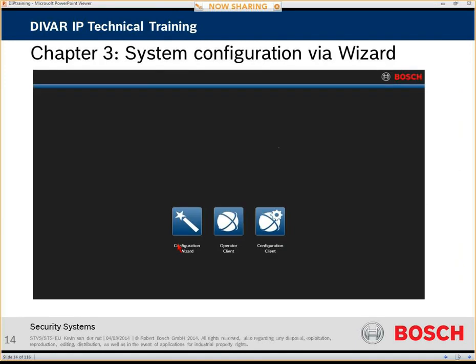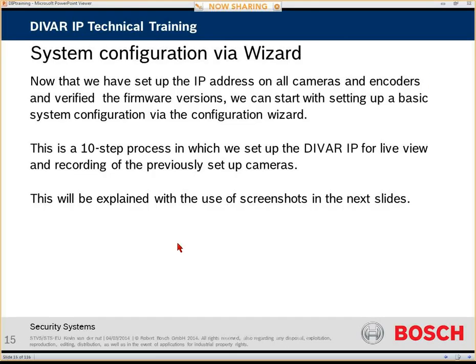So now we're moving on to the system configuration via the wizard, which is a basic 10-step process in which we can set up a Divar IP unit to be viewed live and have the recording of the cameras that I'm adding into my configuration at that time. Any advanced type of configuration we will have to do through the configuration client that we previously changed the IP addresses in, and this will be addressed after we've set up a basic system through the wizard.